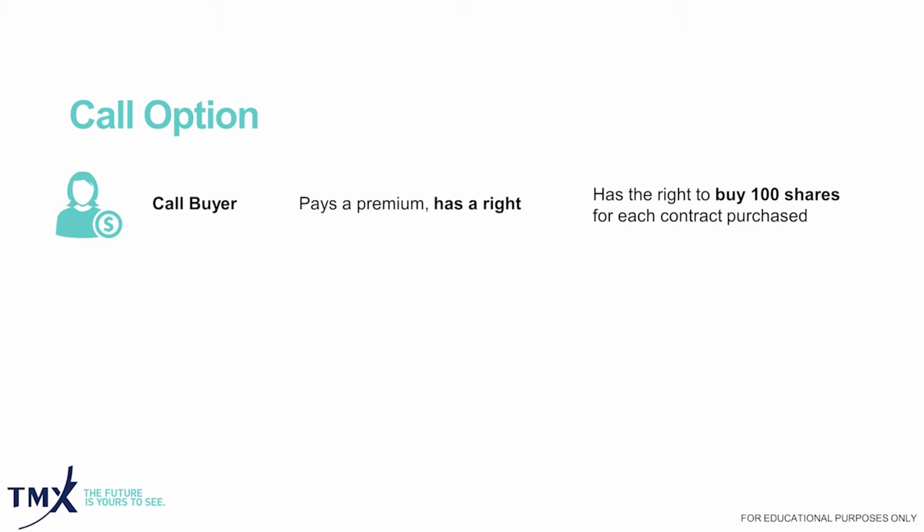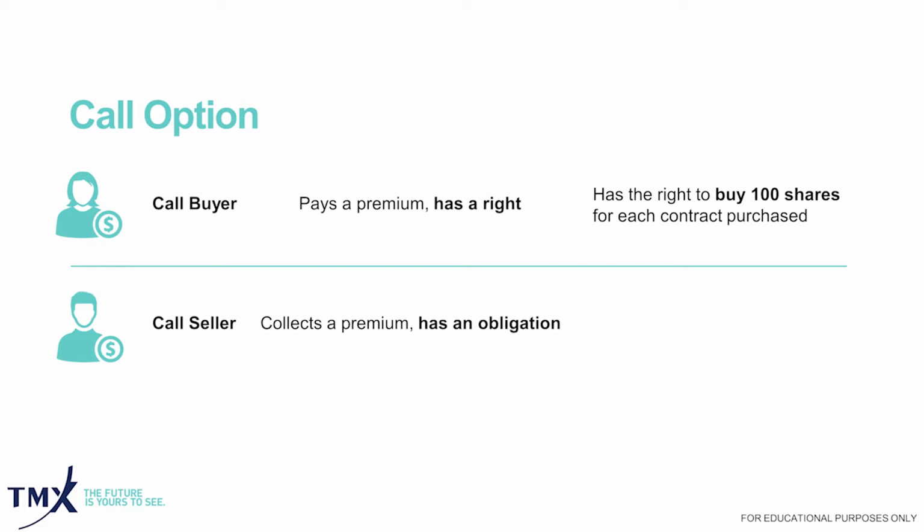Now, on the other side of that transaction is the call option seller or writer. So the call option writer says, hey, that sounds like a great idea, but that's not what I'm looking to do. I'm looking to generate cash flow. So because of my different outlook, I'm going to sell you that premium. I'm going to sell you that contract, and I'll take on an obligation.